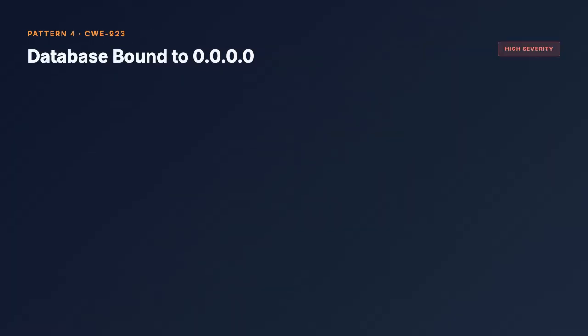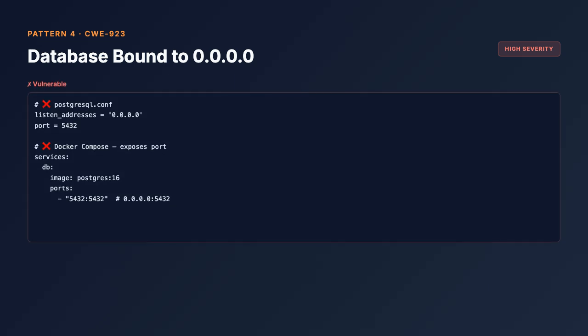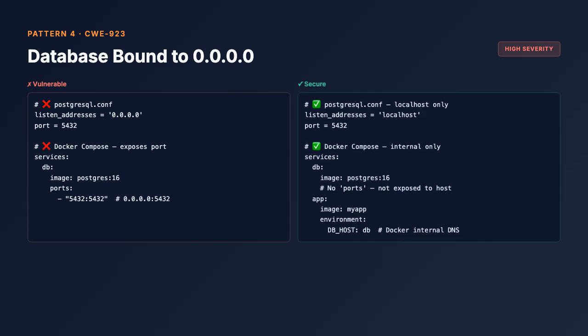Pattern 4. Database bound to 0.0.0.0. This is CWE 923, high severity. On the left, the PostgreSQL configuration sets listen addresses to 0.0.0.0, which means it accepts connections from any IP address, including the public internet. In Docker Compose, the ports mapping 5432 to 5432 maps to 0.0.0.0 on the host by default, making the database port reachable from outside. On the right is the secure version.